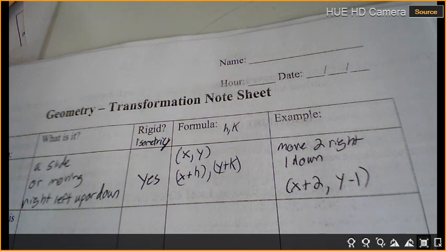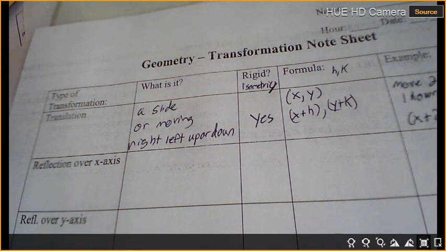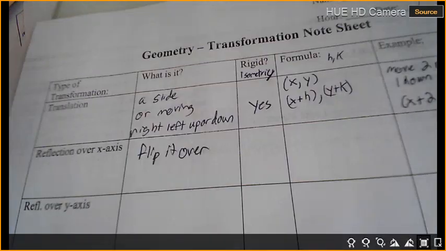Now, we've got reflecting over the x-axis. So if we reflect over the x-axis, what's a good way of talking about that? I like to say flipping it. I flip it over. Okay, is it rigid? Does it have isometry? Did it stay the same? Yeah.